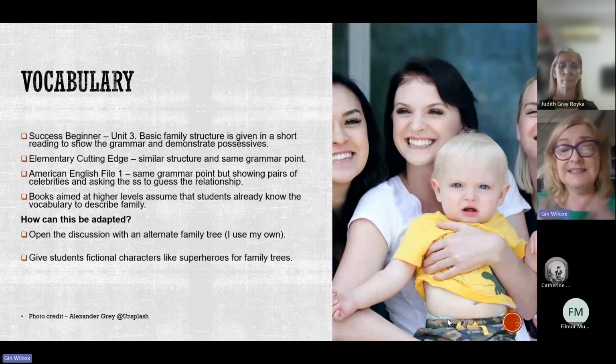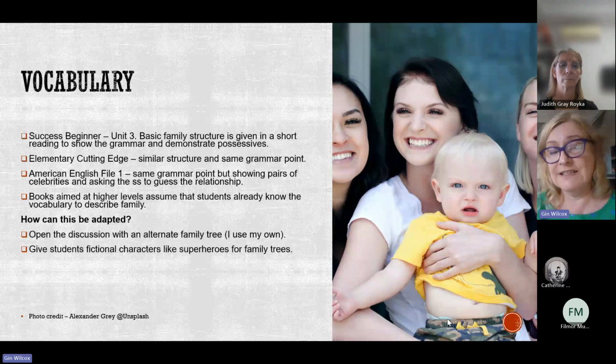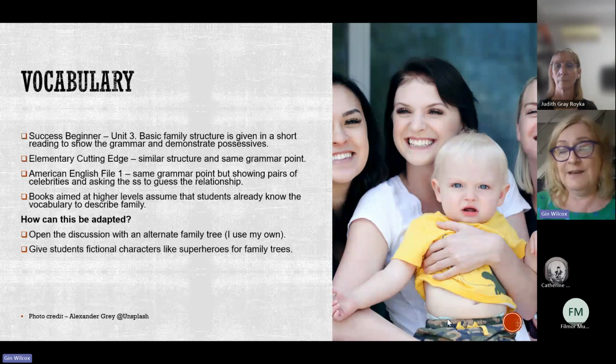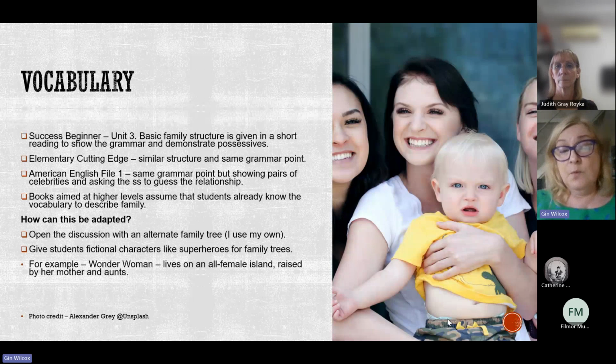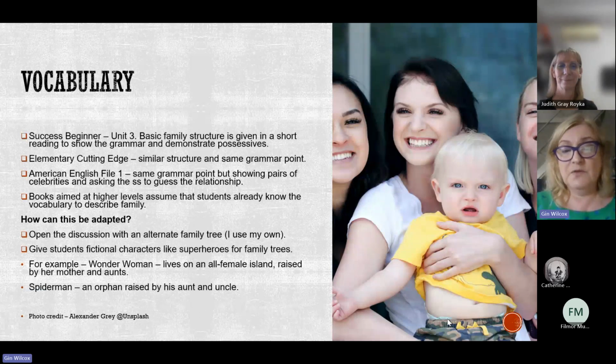Another thing that I think is successful is to use fictional characters like superheroes. Superheroes often have non-nuclear families. So Wonder Woman lives on an all-female island raised by her mother and her aunts. Spider-Man is an orphan raised by his aunt and his uncle. So these characters' family trees can be expanded by the students using their imaginations.